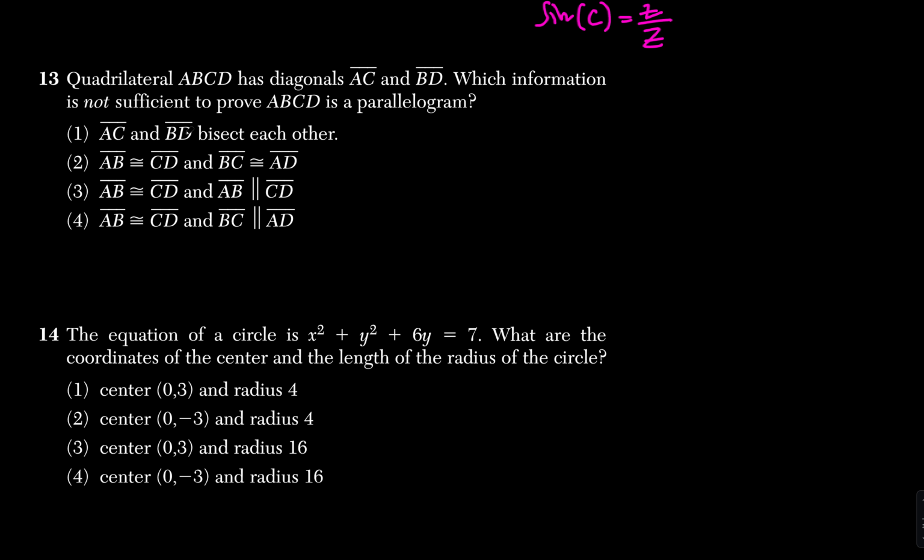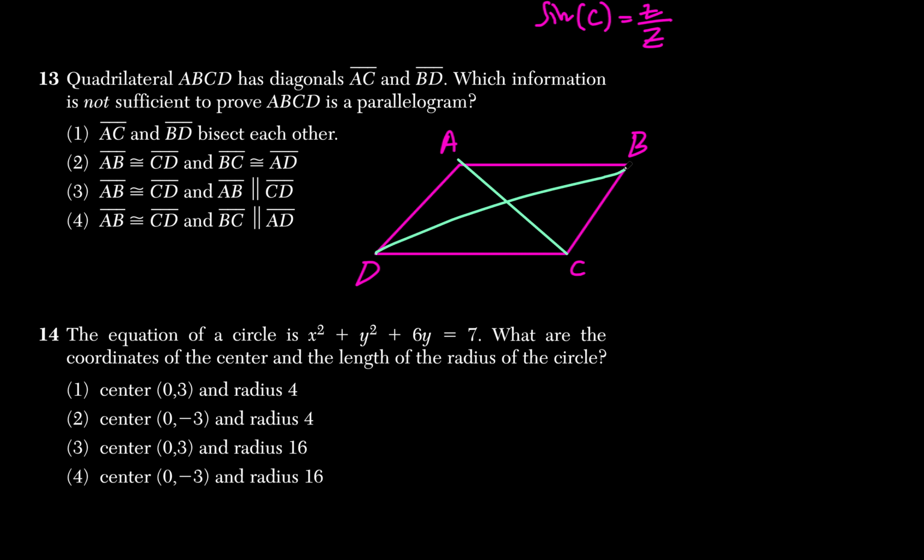Okay, number 13. Quadrilateral ABCD. So here's a quadrilateral ABCD. We can label it. It has diagonals AC and BD. Which information is not sufficient to prove that quadrilateral ABCD is a parallelogram? So if AC and BD bisect each other, then that would be sufficient to prove that it is a parallelogram, because that's one of the properties of a parallelogram, that diagonals bisect each other.